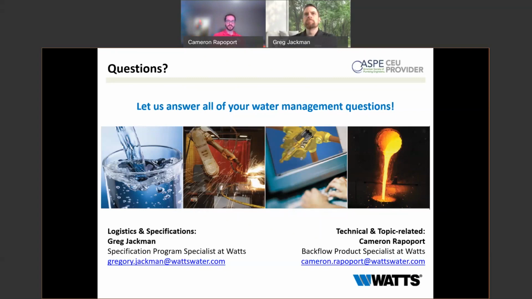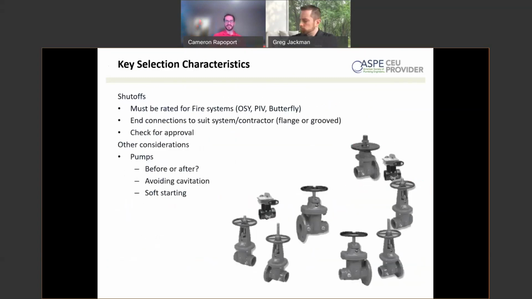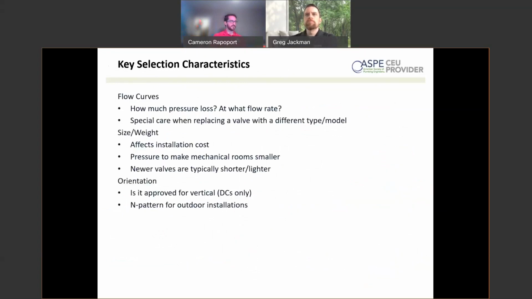Actually, let's see if I can go way back. All the way. Is there a faster way to do this? Probably. So if I go all the way back to flow curve, just do that. That didn't work. So I'll just keep clicking.